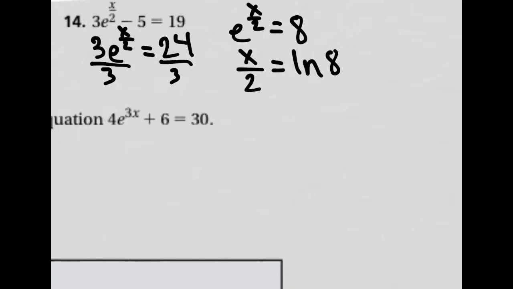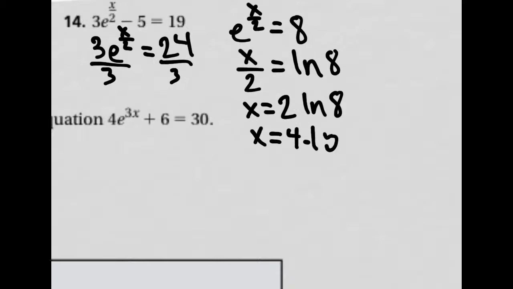And then finally, multiply times 2, so you get x equals 2 times ln of 8. Punch that into a calculator, and you get x equals approximately 4.159. 3 decimal places in these, right? 4.159. That's your final answer on that one.